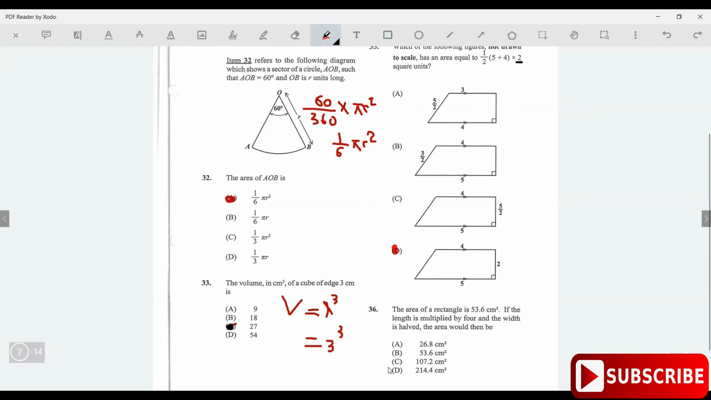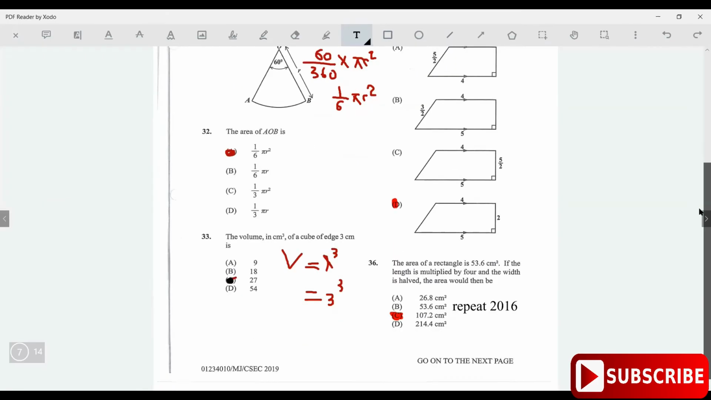All right, 36. This is a repeat question. It's a repeat from 2016. So check out 2016.